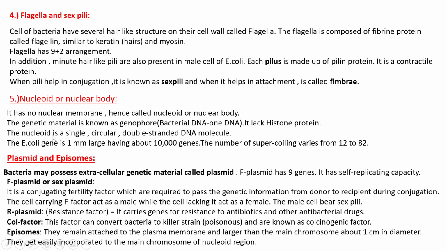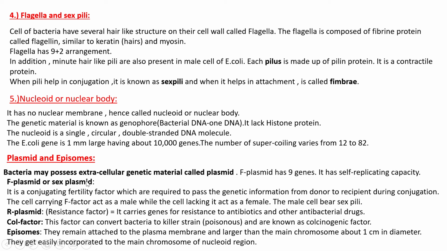The nucleoid is circular. The E. coli genome is 1 mm long, having 10,000 genes. The number of supercoils varies from 12 to 82. This is very important to remember about E. coli. Then we'll move on to plasmids and episomes.